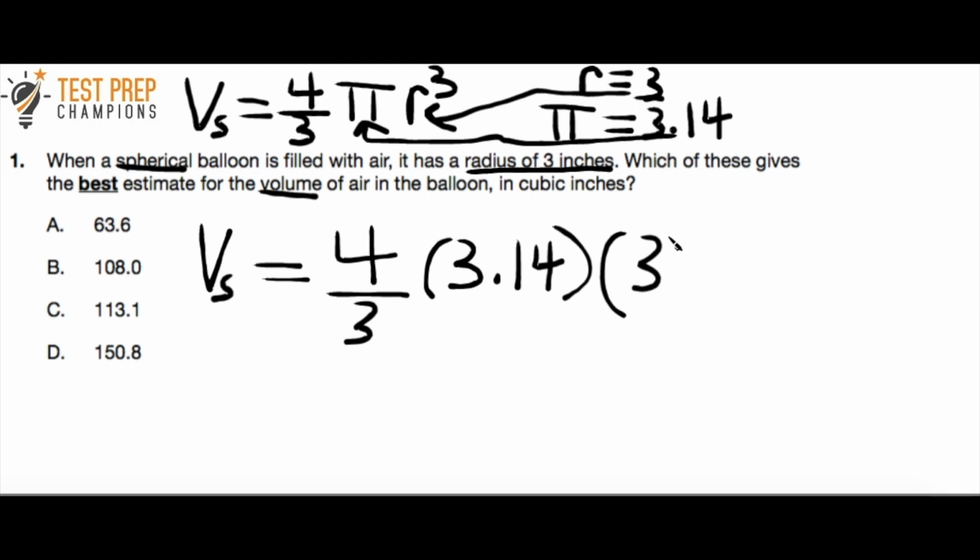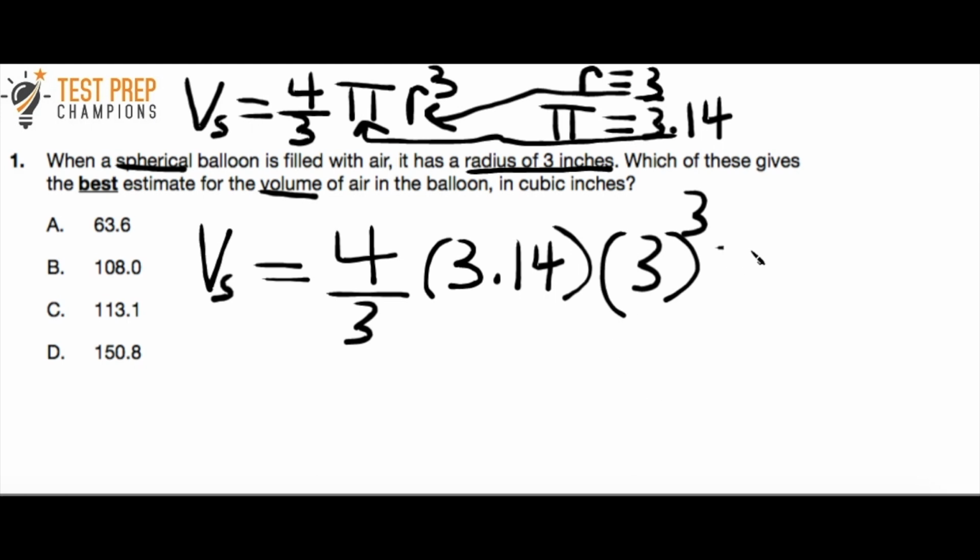So we can just set this up like this. And so the easiest way to do this would be to just put it in your calculator. All right, so we can do 4 divided by 3, which is 1.333 repeating, times 3.14, times 3 cubed.